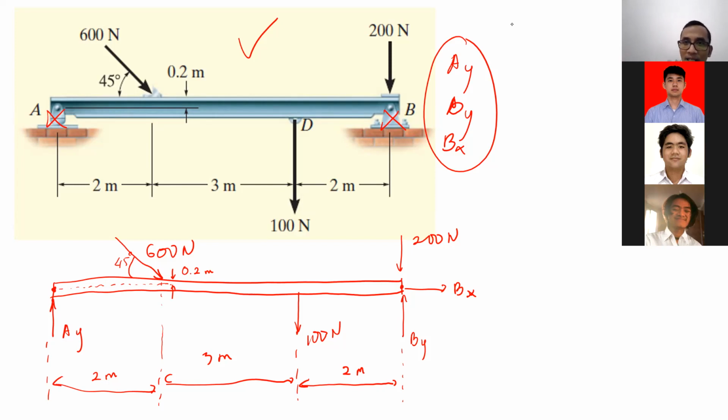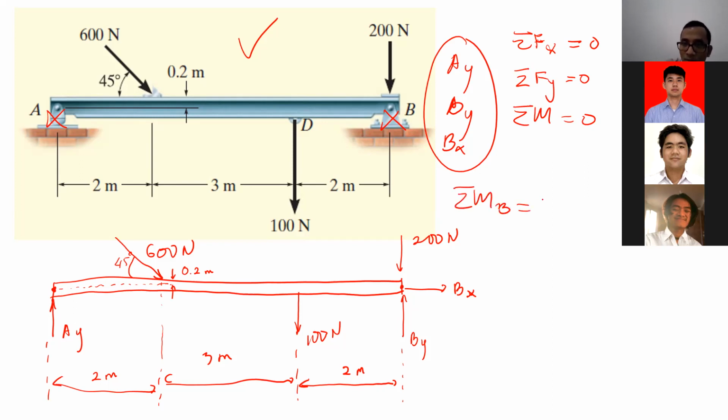Okay, we have three equilibrium equations in a two-dimensional case. The first one is sigma Fx equal to 0, then sigma Fy equal to 0. The total force in the x direction is supposed to be equal to 0. The total force in the y direction is supposed to be equal to 0. And sigma moment equal to 0. We can use all these three. Okay, Lilo? Okay, sir.